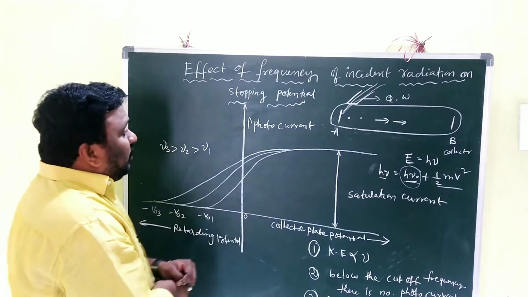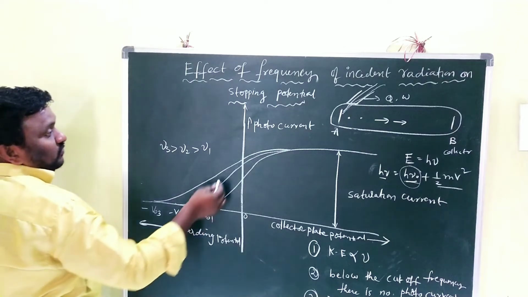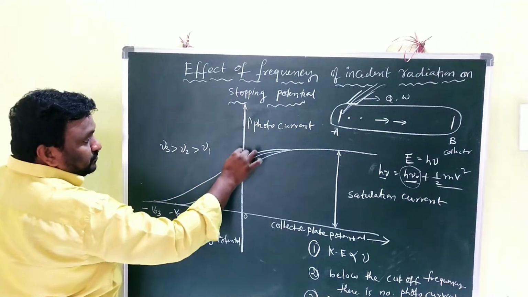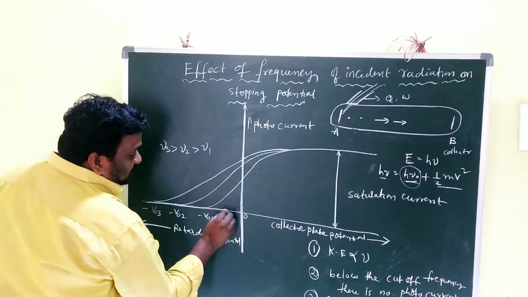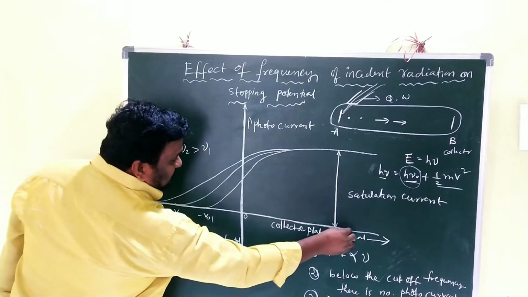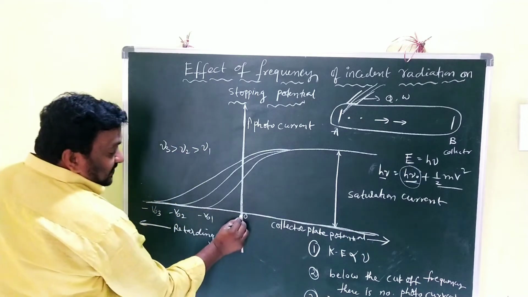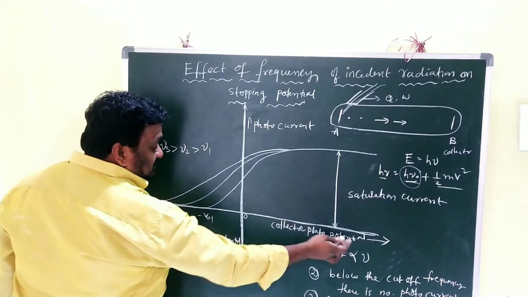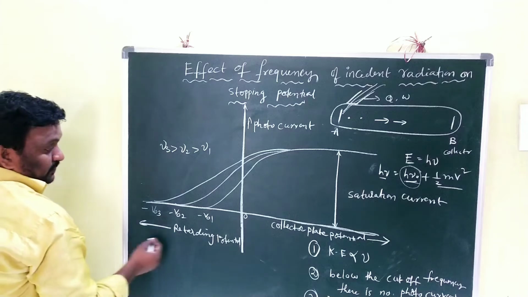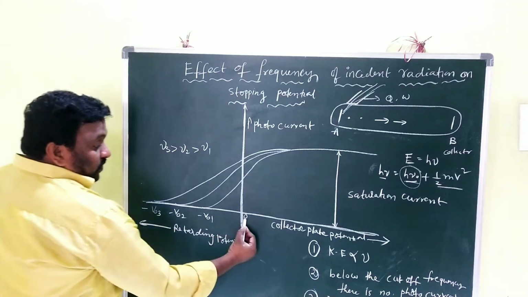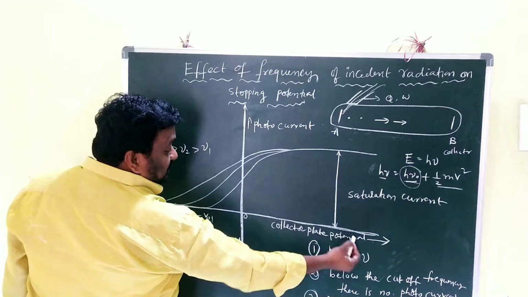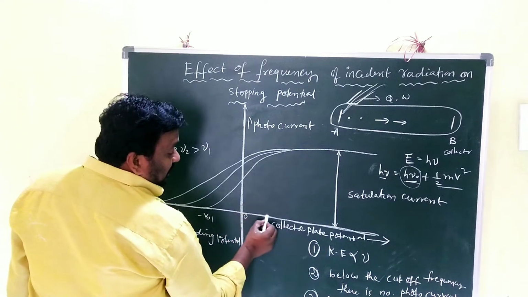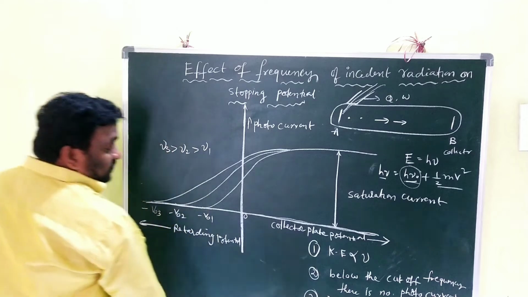Okay, children, now we have one diagram on the board. You have to observe this one. This is the x-axis. This is the origin, this is the positive x-axis, and this is the negative x-axis. Along the positive x-axis we take the collector plate potential, that means the positive values of potential.